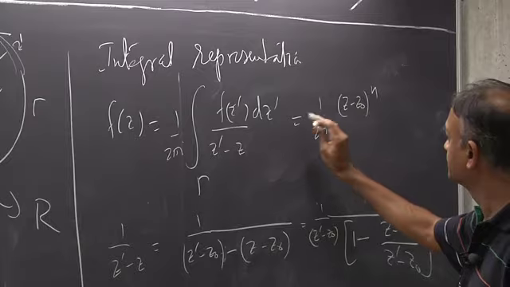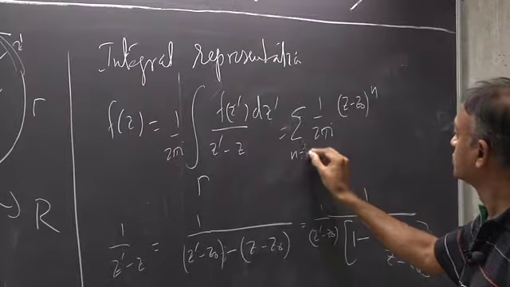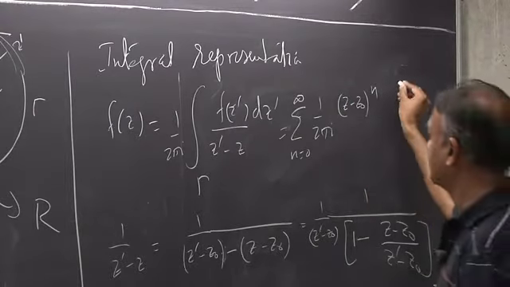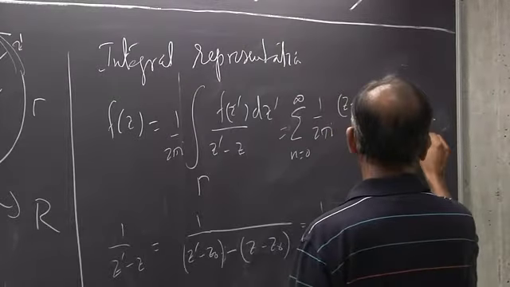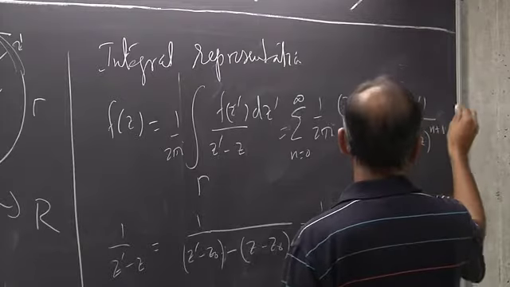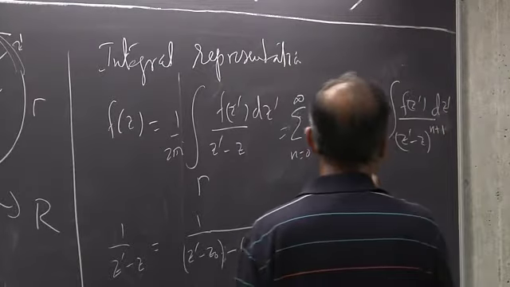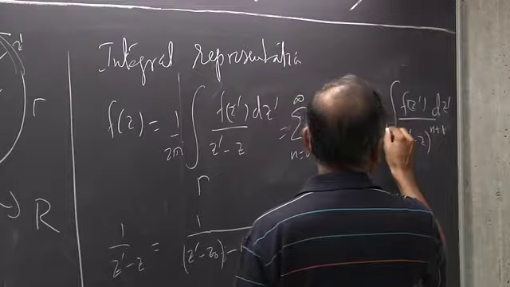I mean, there is a sum, n equal to 0 to infinity. There is this, and then I have the integral of f of z prime over (z prime minus z naught) to the power of n plus 1, dz prime. So let me put 1 over 2 pi i here.